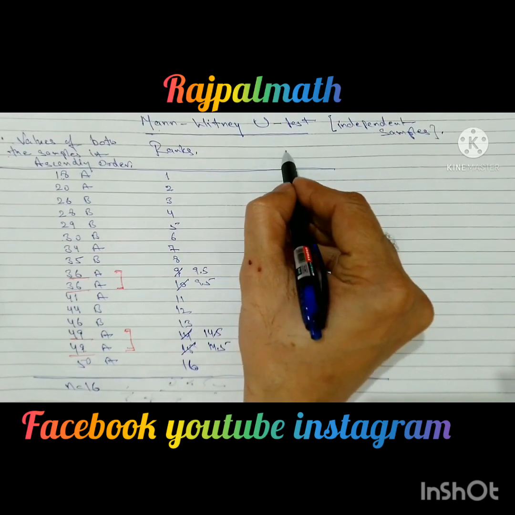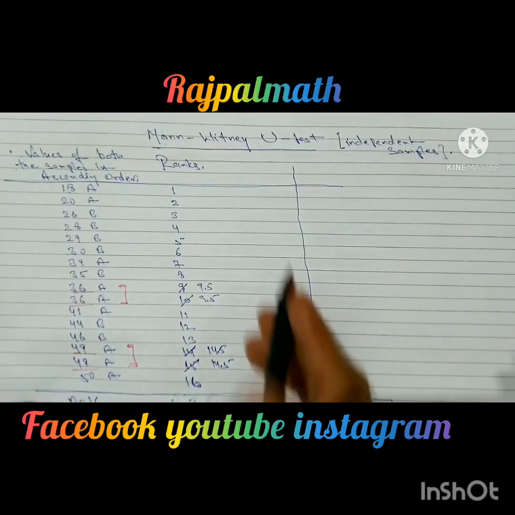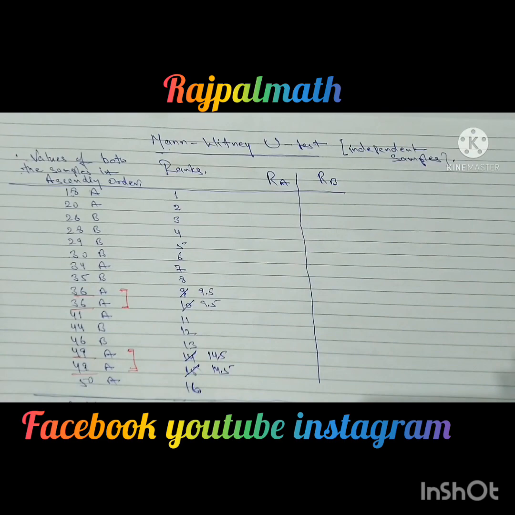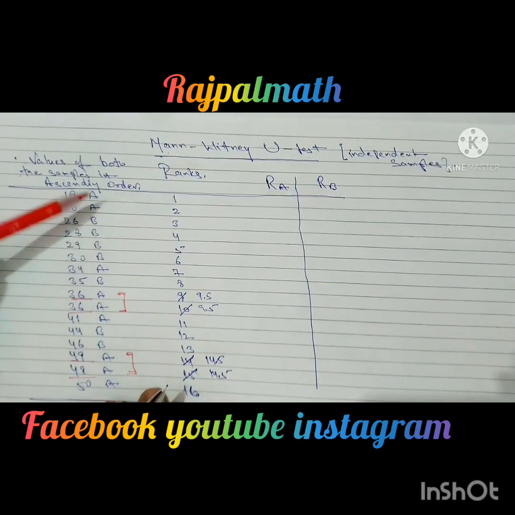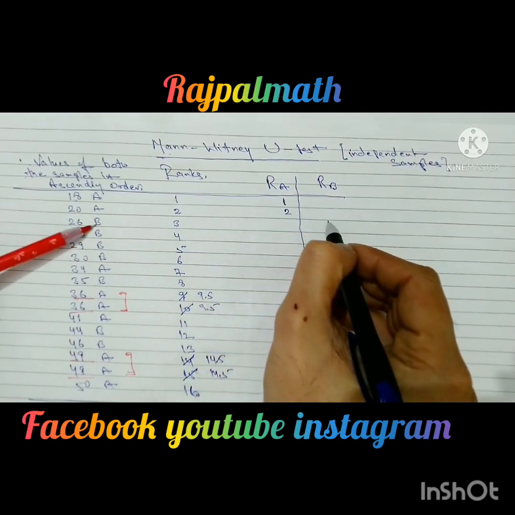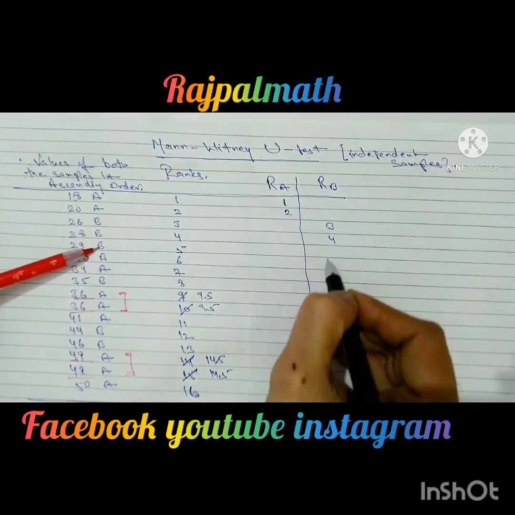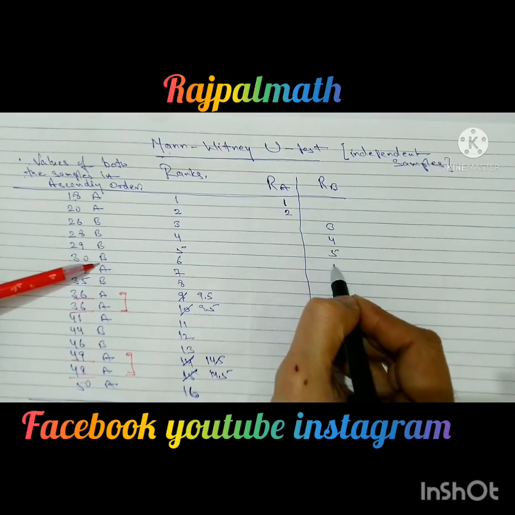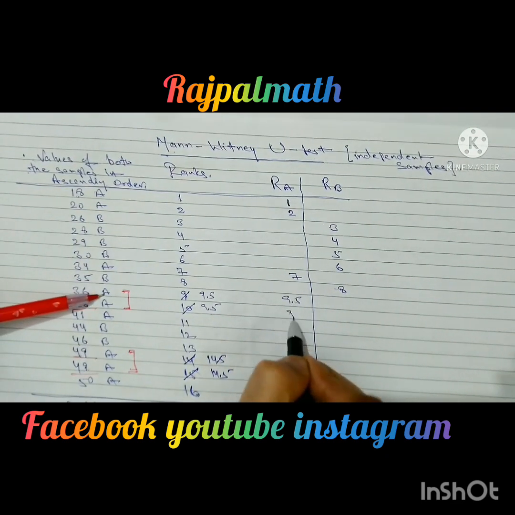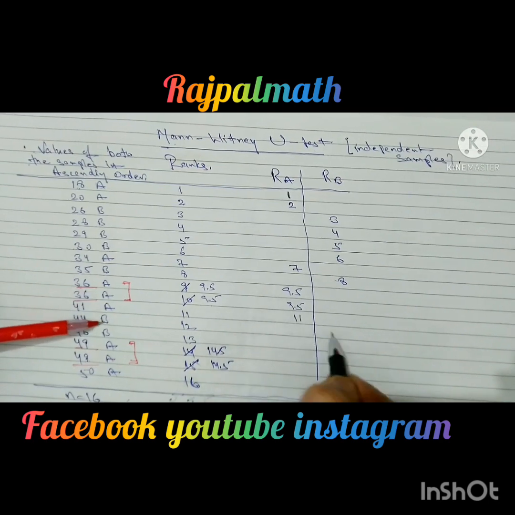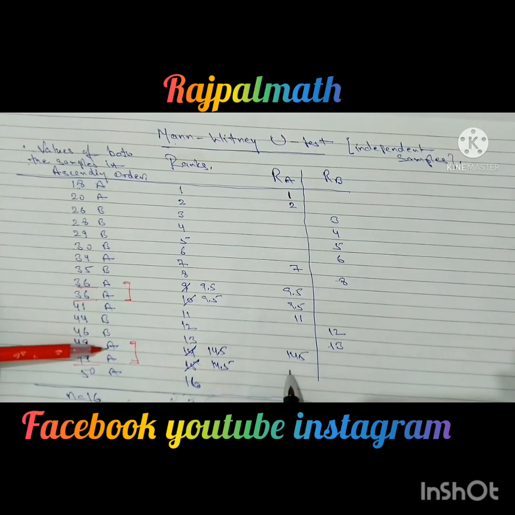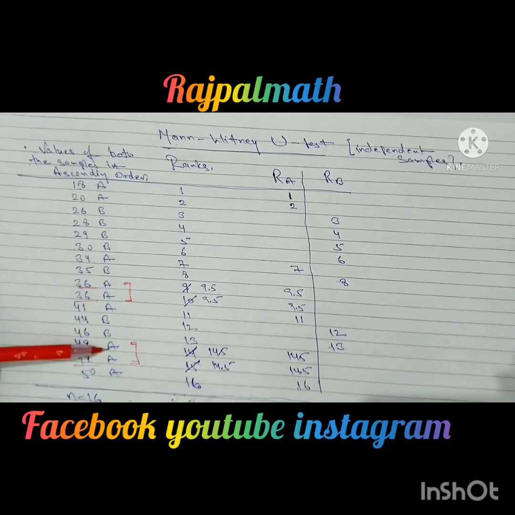Now calculate RA and RB, the rank sums of the samples. RA is the rank of sample A, RB is the rank of sample B. First rank is from sample A, second again from sample A. Third is from sample B, 4 is from B, 5 is from B, 6 is from B, 7 is from A, then B, then A, again from A, B, 13 is from B, 14.5 is from A, 14.5 A, and 16 A.